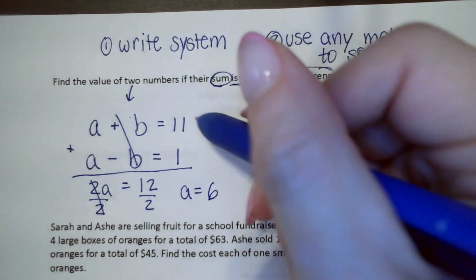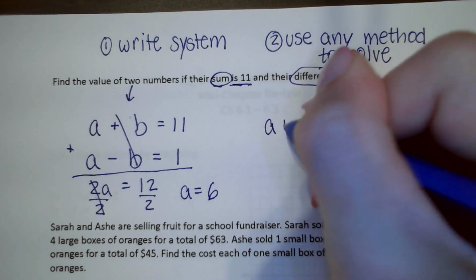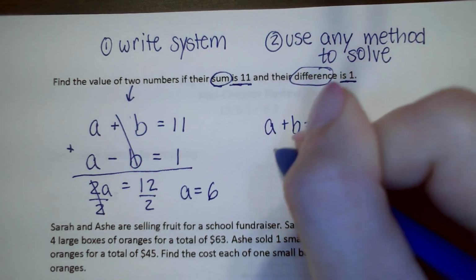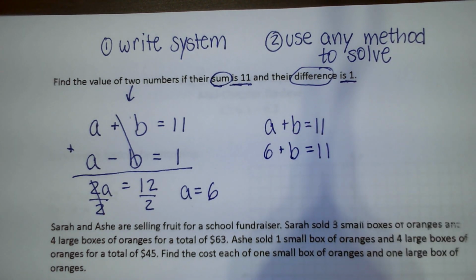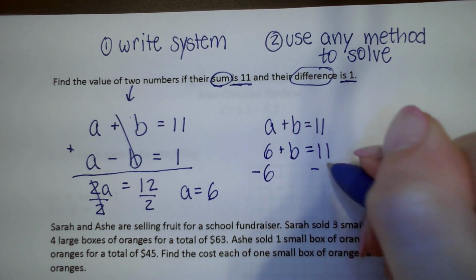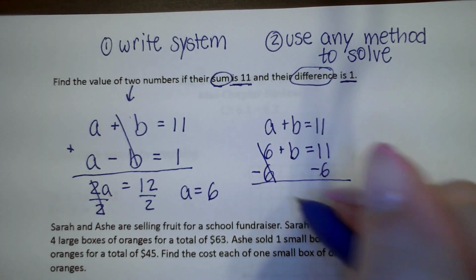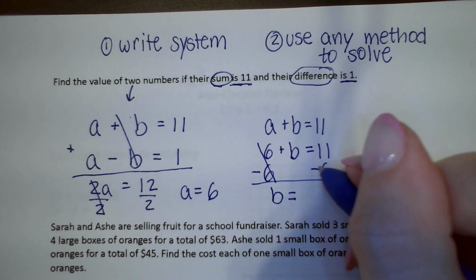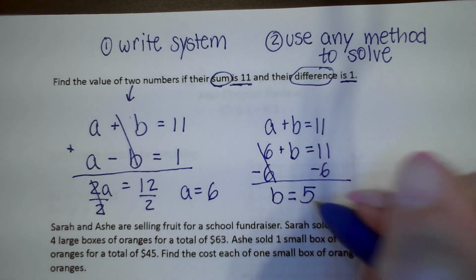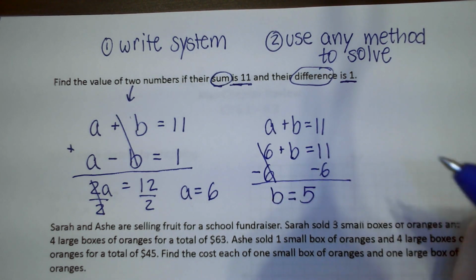Now that I have a, I can plug it in. So I'll use a plus b equals 11. So 6 plus b is going to equal 11. Then we subtract 6. We take it away, so b is alone. And we get 11 minus 6 is 5. So b equals 5.